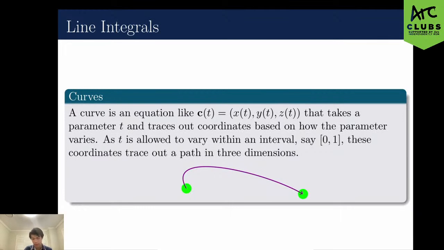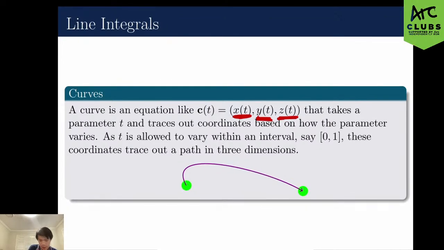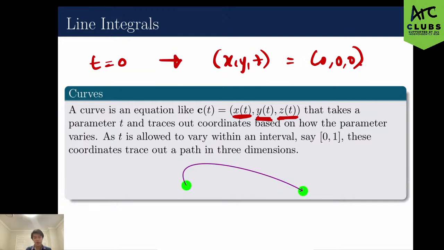So what is a curve? Well, a curve is an equation like this. We've got 3 coordinates, and each of them is dependent upon a parameter t, and it changes as t changes. So, for example, maybe if t is equal to 0, we've got x, y, z equals 0, 0, 0. But then as t varies, it increases to 1. Maybe this curve moves around. It goes from 0, 0, 0, maybe it goes on a nice little trip around.